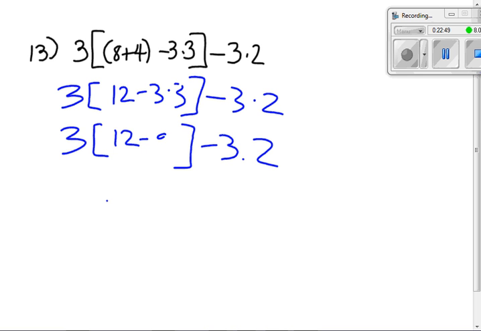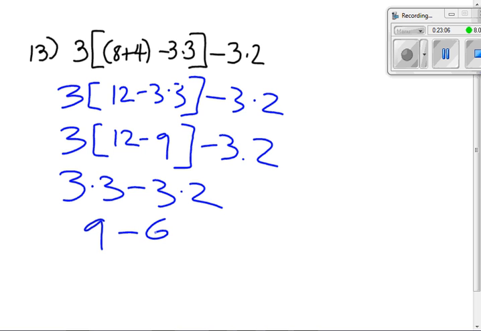Well, that's a place to make mistakes, though. I mean, that's where I see mistakes made. What's 12 minus 9? 3. You have to go back and redo this. Okay? 9 minus 6, sorry. It's 3. Okay? That's the work I would expect to see on your paper.